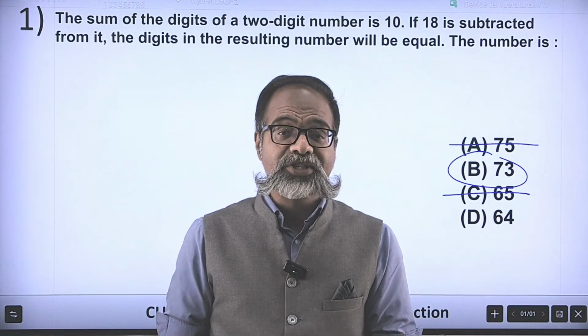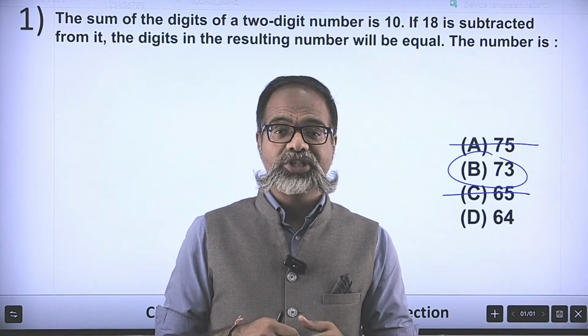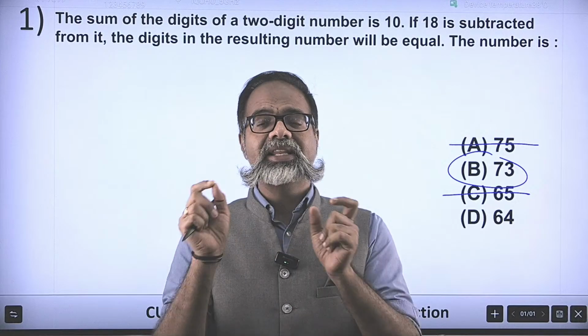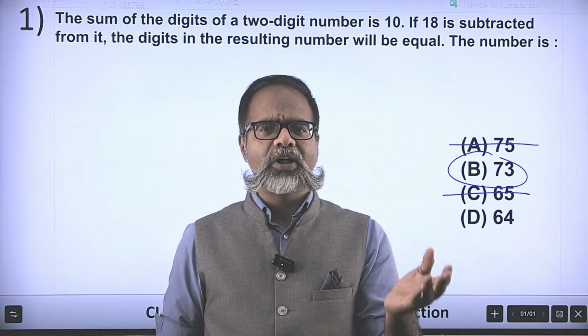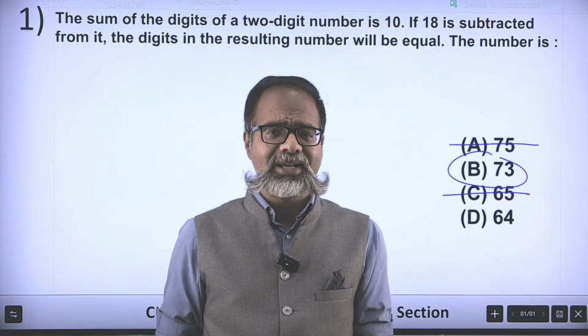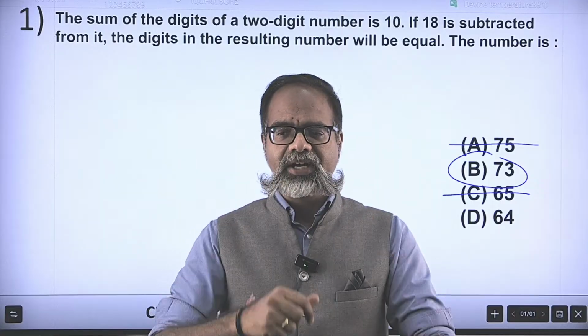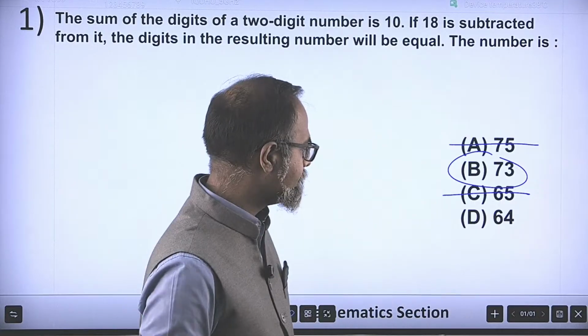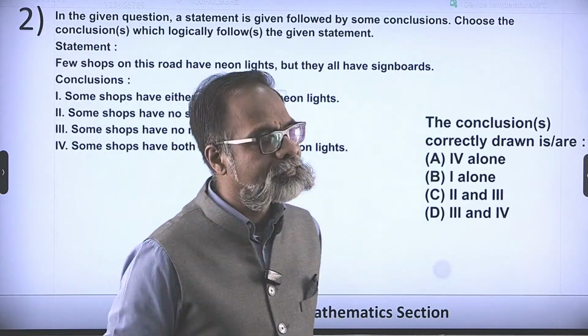If 73 matches the conditions, mark it. If 73 did not match the condition that after subtracting 18, the digits will be the same, then I did not even need to do anything. I simply would have marked D and moved on because I've eliminated A, B and C then. But here, because B is perfectly matching the conditions, that definitely is my answer in this example. Easy sum, right? Definitely a 10-second problem.